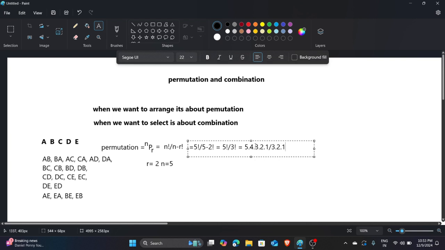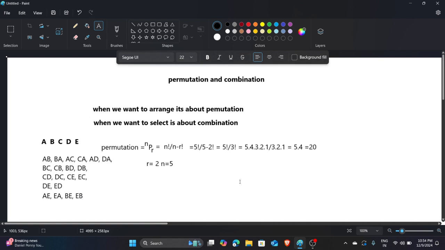So you can see that these terms are in division, so we can cancel this with this. Here we only have the terms 5 dot 4, meaning 5 into 4, and the answer is 20. So the 20 we got is the total number of arrangements. So this is the permutation.